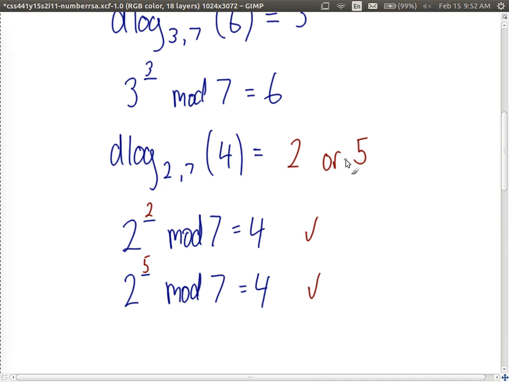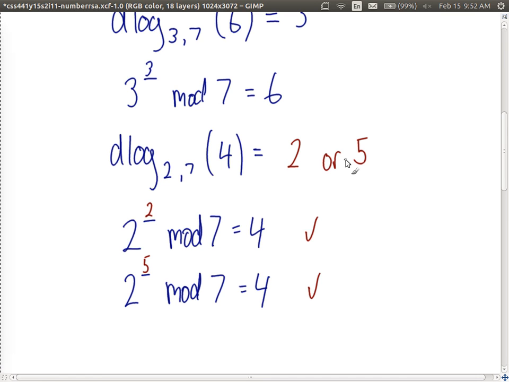Which one's correct? They are both correct according to our definition of 2 to the power of some integer mod 7 equals 4, where it could be 2 or 5. Both of them are less than 7. So that's okay. So we have two potential answers here. Now this is no good, especially when we use it in cryptography, and we'll say that the discrete log in base 2 mod 7 of 4, we don't have a unique answer. Sometimes we say there is no answer.